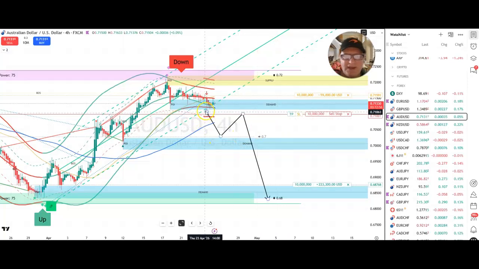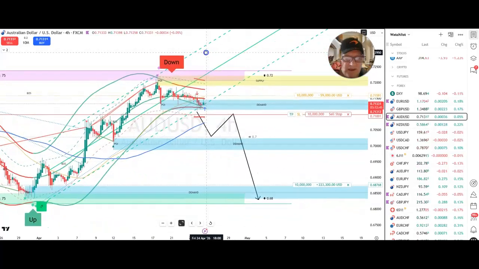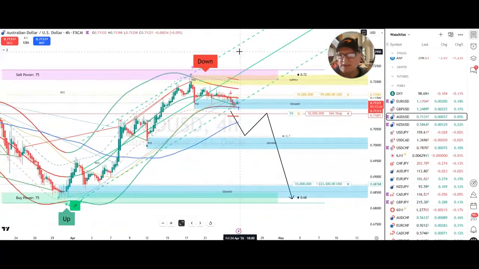Yeah, so we're looking for a breakdown here, but the dollar needs to go strong in order for that to happen. We're seeing this pattern here. There is a strong supply zone here and a reversal pattern, but we're not seeing any price action yet to qualify for a very high quality trade.